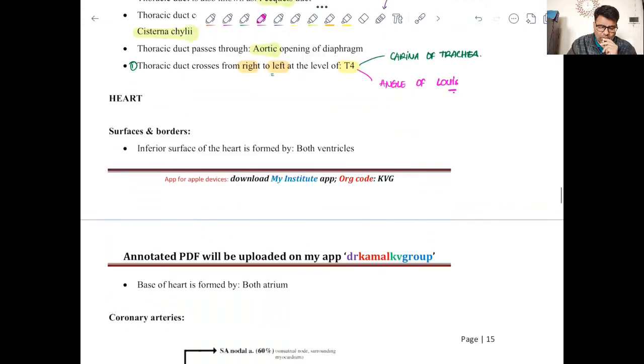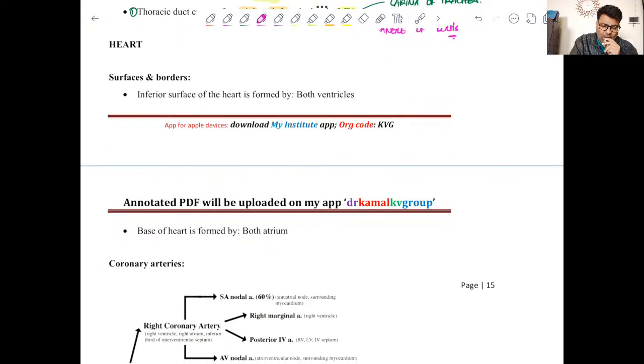Then moving forward to heart. Now heart has got different surfaces, different borders. Inferior surface of heart is formed by both the ventricles, whereas the base of heart is formed by both the atriums. Right? So base by both atriums, inferior surface by both ventricles.